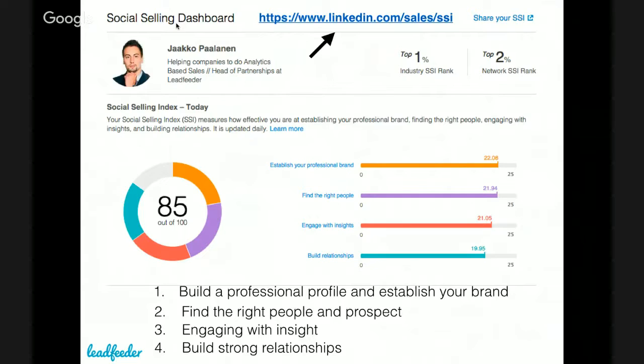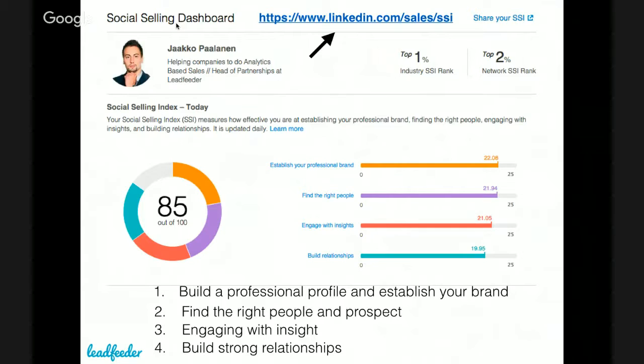The second part is finding the right people and prospects. So this measures how well you have connected with all the right people, how you use the search tools, and how you find the right contacts for you. And this is also a way for you to reach out to those key people you want to engage with, and using those search tools is really important.